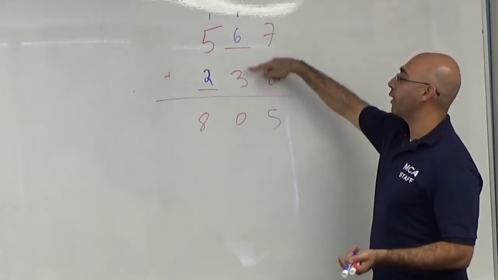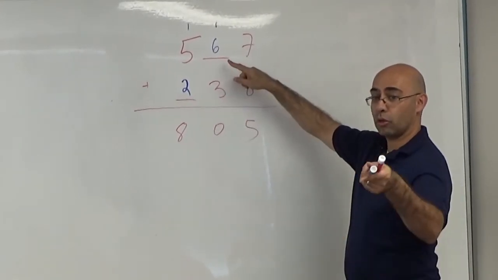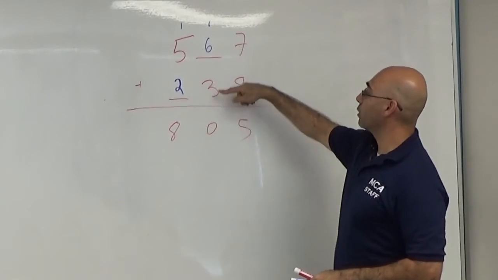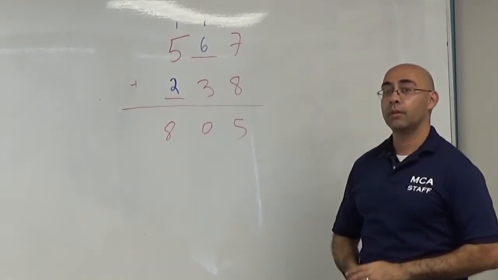4. 4 plus what ends in a 0? 6. So don't mess with that. So 6, so that's a 10. Carry the 1, and then you fill in your 2. So you have to be careful.